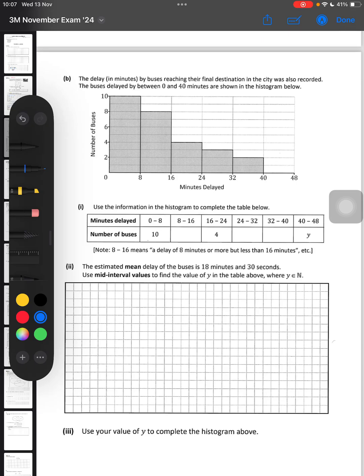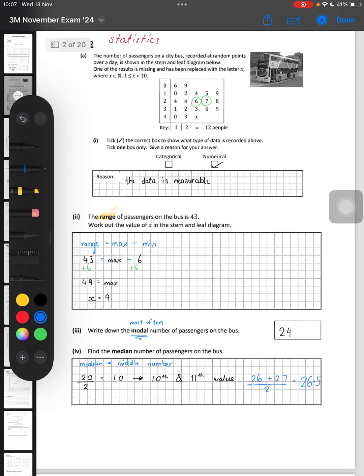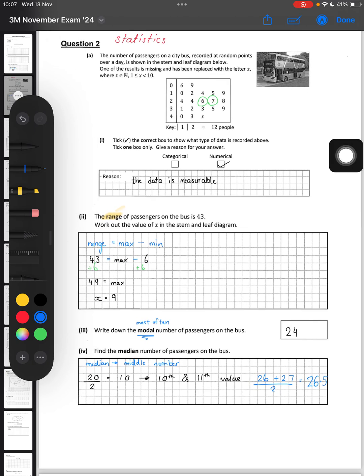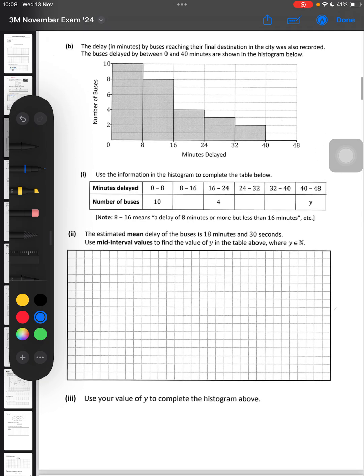Okay, so this question here is a continuation of our question above about the number of passengers on a bus, but it doesn't actually need anything that we have been given so far. So it's kind of a standalone little question in that sense. It says the delay in minutes by buses reaching their final destination in the city was also recorded. The buses delayed between 0 and 40 minutes are shown on the histogram above. Use the information to complete the table below.